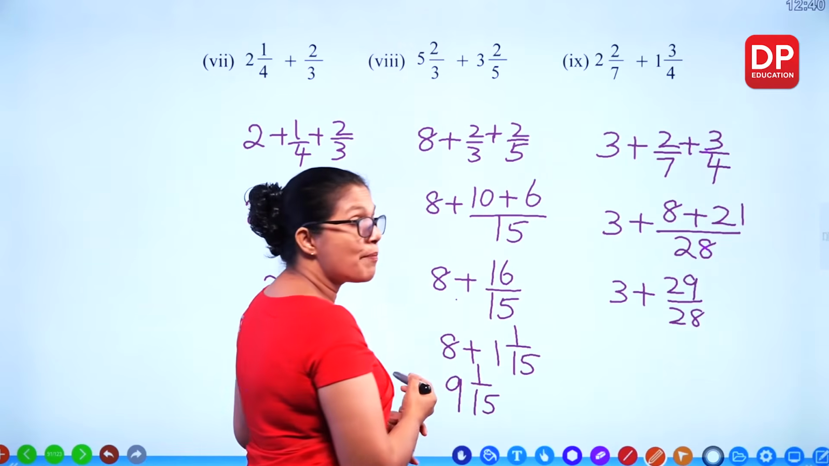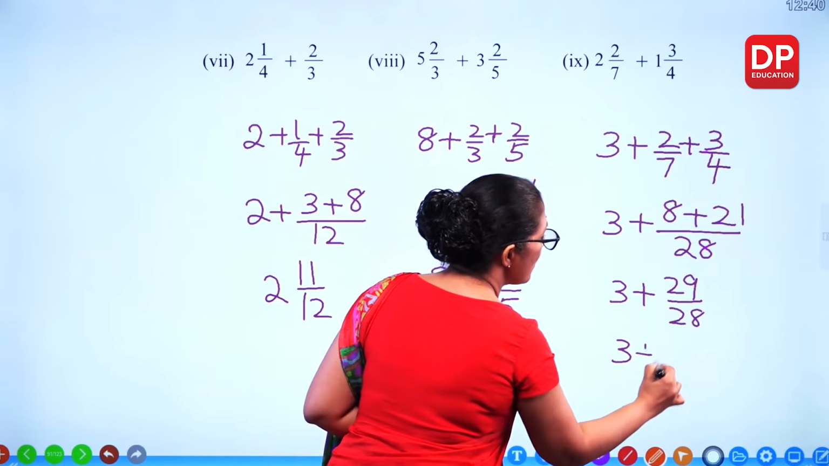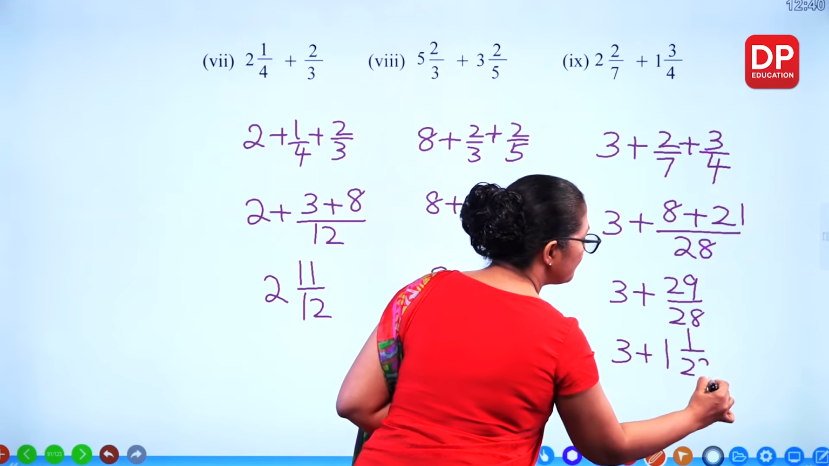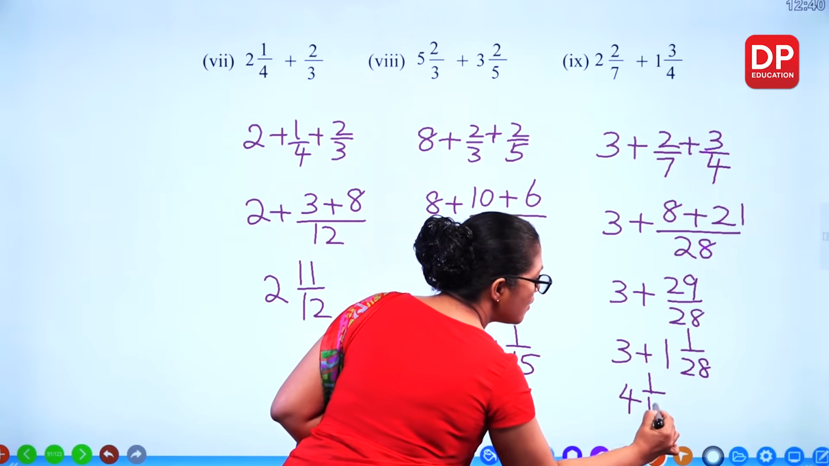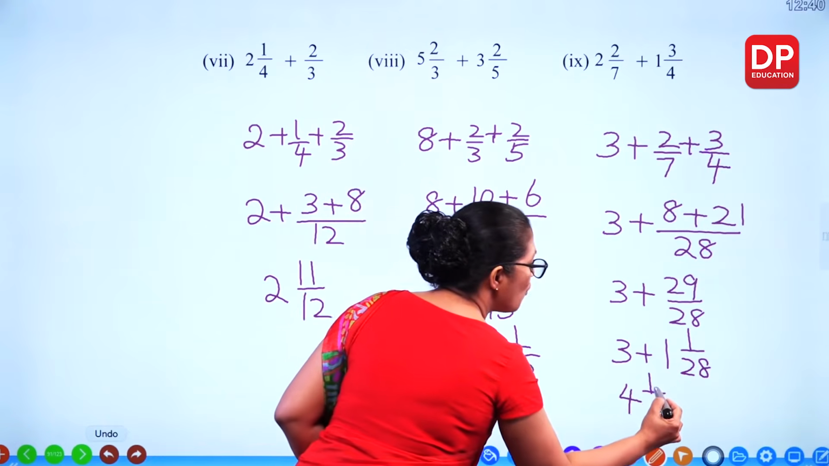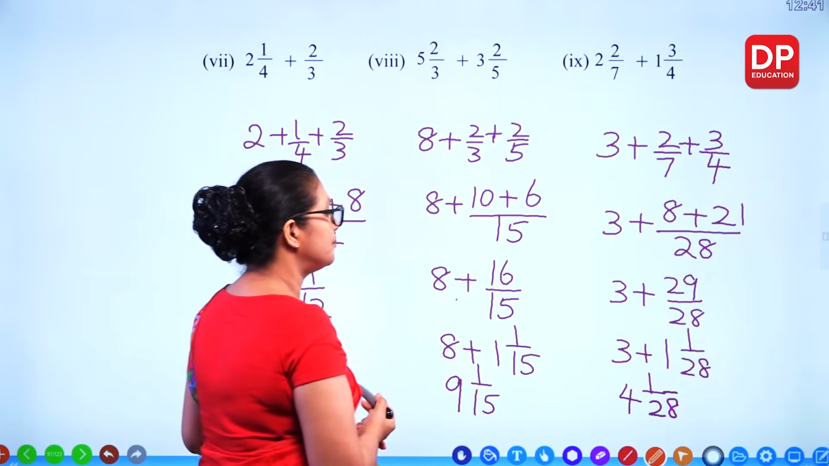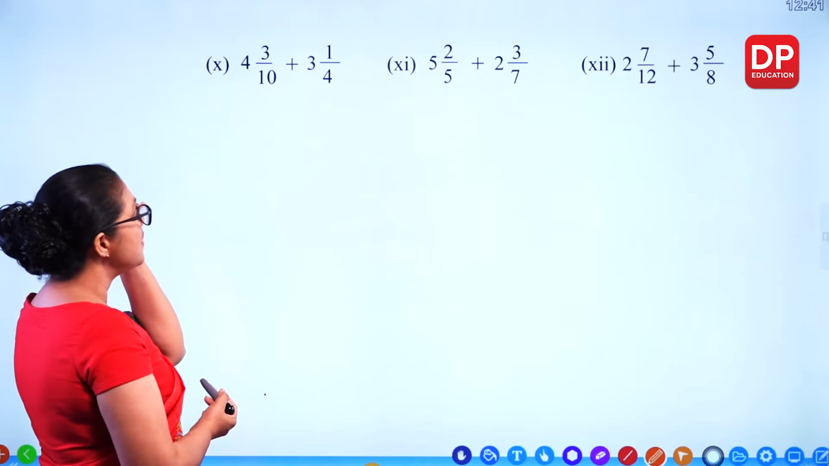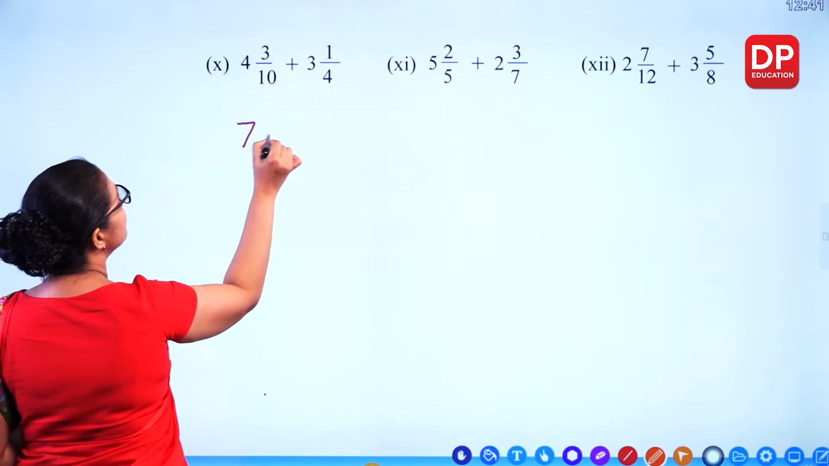So that's an improper fraction. Convert to a mixed number. So you get 1 whole part and 1 part remaining. So 3 and 1, 4. 4 and 1 over 28. Add these fractions. 4 plus 3, 7.